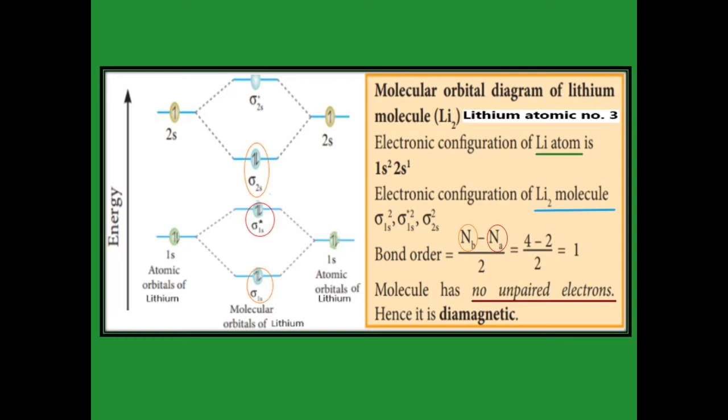Bond order 1 means a single bond is present between the lithium atoms, and all the electrons are paired. Now consider only the molecular orbitals, not the atomic orbitals, the molecular orbitals that lie in between the atomic orbitals. Concentrate only on the molecular orbitals. There is no unpaired electron, so they are diamagnetic.